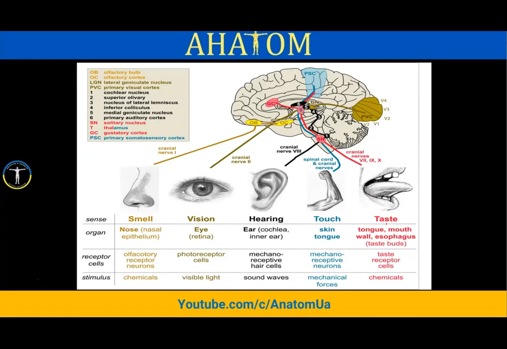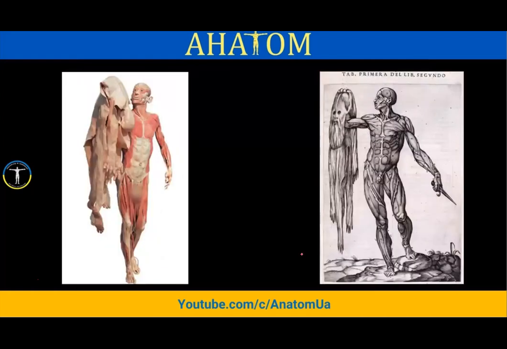Taste, you understand, tongue, mouth wall, esophagus too have taste buds. Please don't think only about tongue and mouth wall. I repeat, esophagus too has taste buds. And taste receptor cells with chemical stimulus are present. And the biggest organ in a human body is the skin.